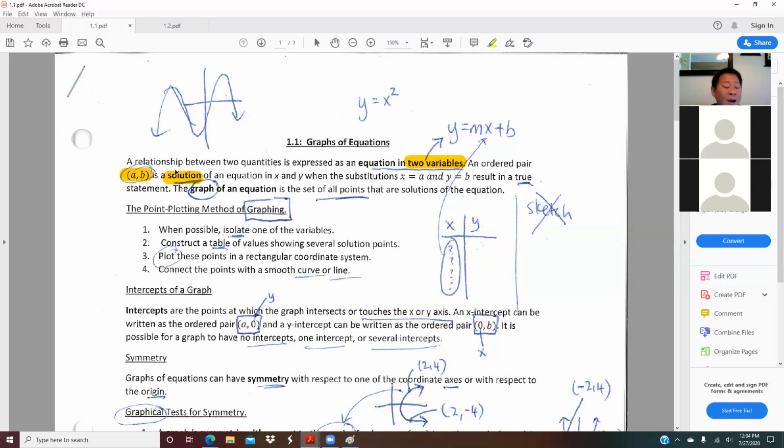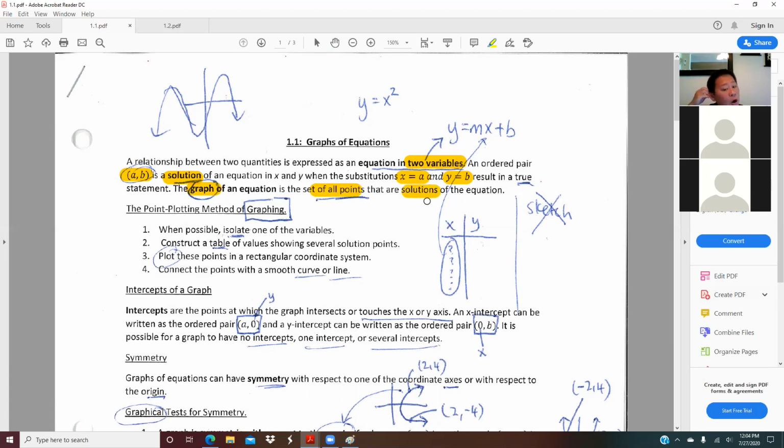Your answer in this case has to be an ordered pair (a, b). It's a solution. Last time your answer was just x equals 3, but now you've got 2 answers, and you have to put them in an ordered pair or coordinates, where x is a and y is b. And then you have to do a graph. A graph is the set of all the points that are solutions to this equation.